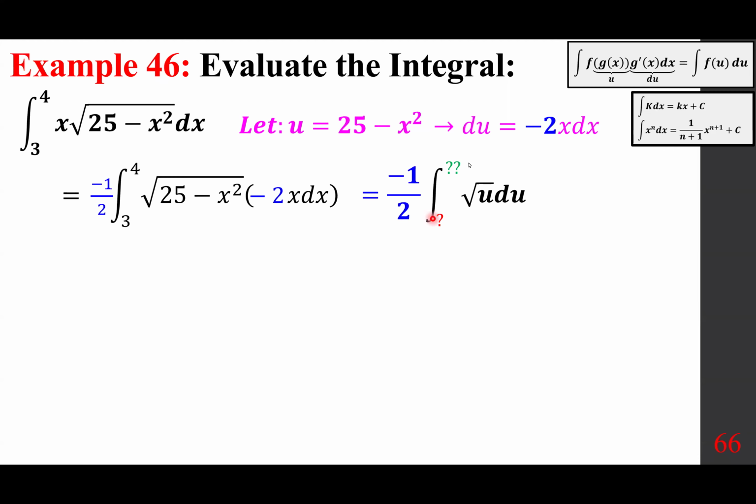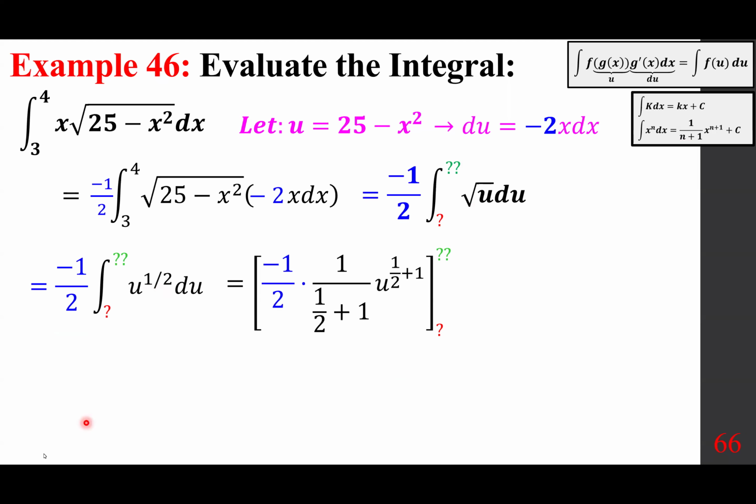And what are the limits? We're going to discuss that in a moment. For now, I want to finish that. I want to show you that you can always go back to the original variable. So let's write this as u to the power of 1/2. And this we have dealt with a number of times. So negative 1/2 remains. And this one, we follow the power rule. 1 over 1/2 plus 1, u to the power of 1/2 plus 1. This is 3/2. This is the reciprocal 2/3. The product of these two is negative 1/3.